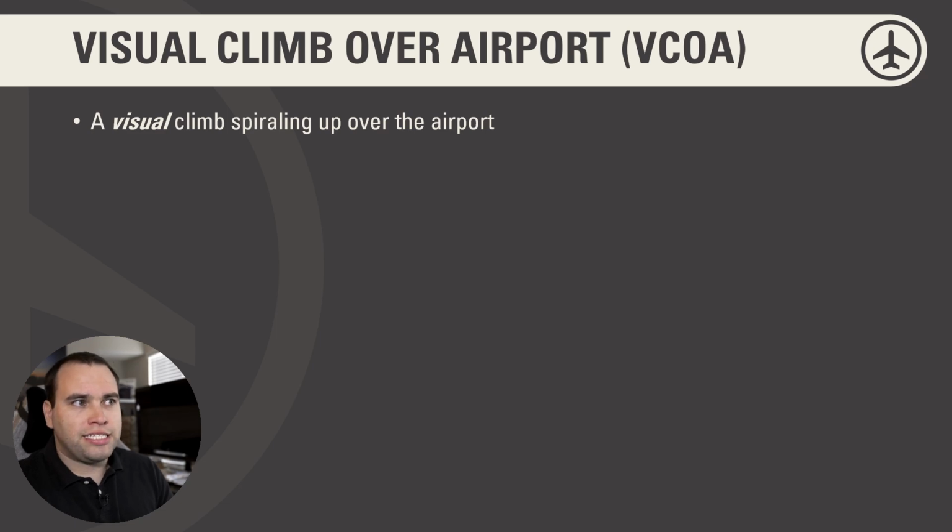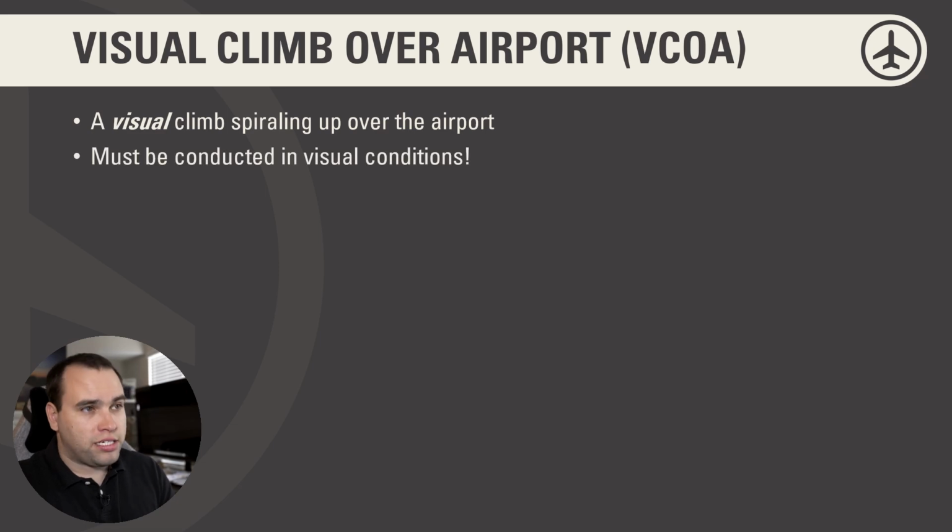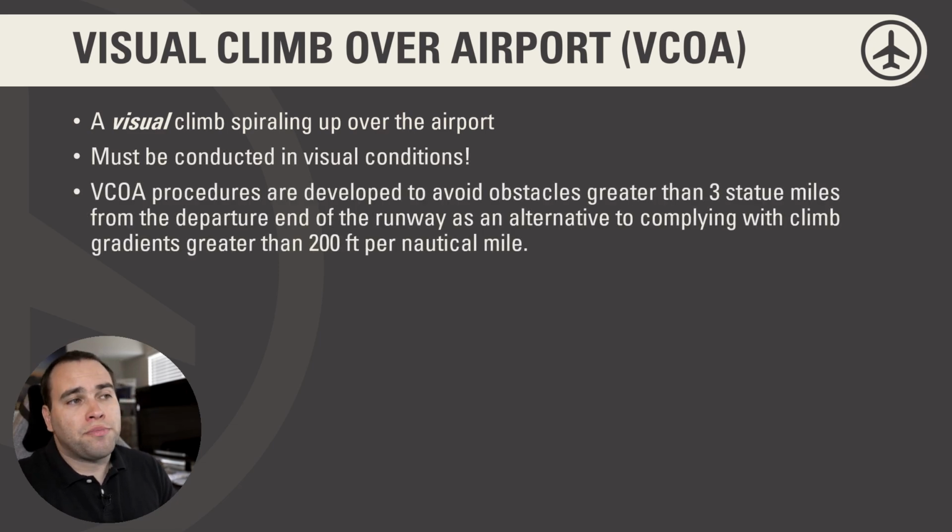Now, the key word here, it is a visual climb, spiraling up over the airport. This needs to be done in visual conditions. We cannot do this in IMC conditions. So, must be conducted in visual conditions. VCOA procedures are developed to avoid obstacles greater than 3 miles from the departure end of the runway as an alternate to complying with climb gradients greater than 200 feet per nautical mile.